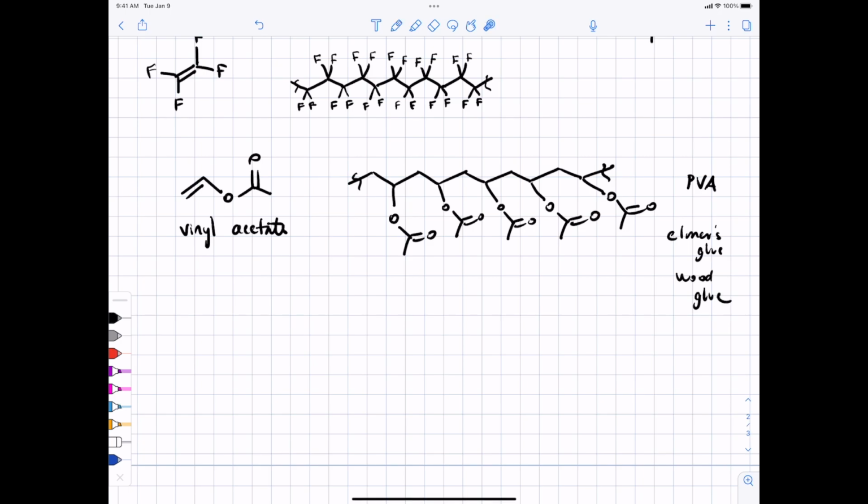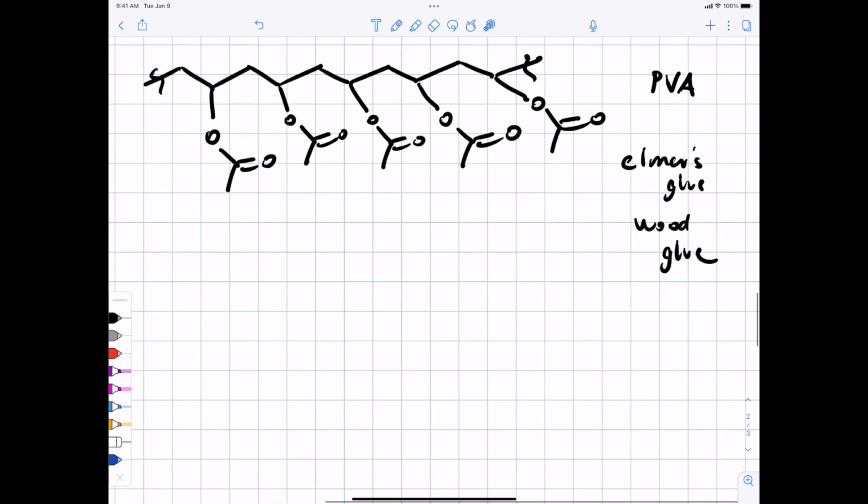Interestingly though, these ester linkages can be hydrolyzed, and so you can convert polyvinyl acetate into polyvinyl alcohol, which has some other properties as well. And so there's a number of different uses.